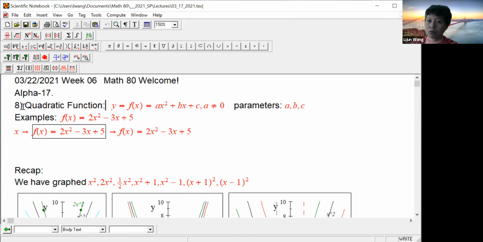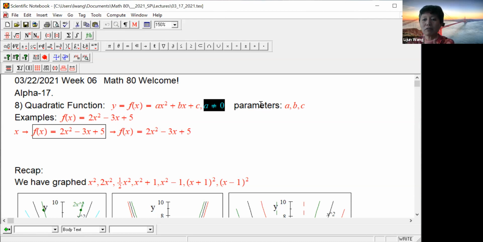Can you say the word quadratic? Quadratic is a very specific type, and in the remaining sessions, we're going to handle this function. What happens is that a, b, c can be any real number. Of course, a cannot be 0.